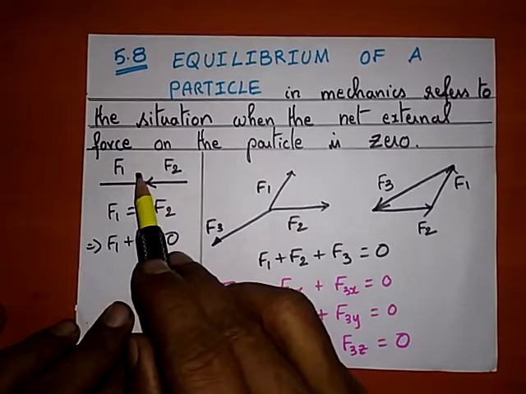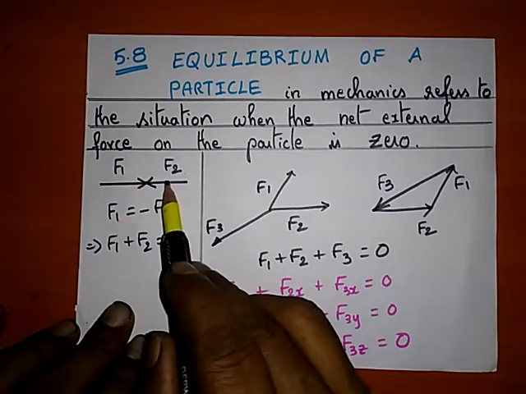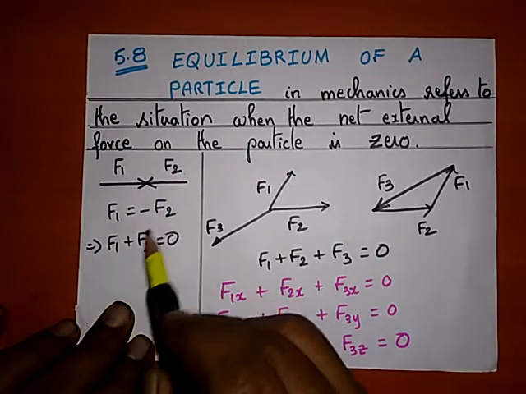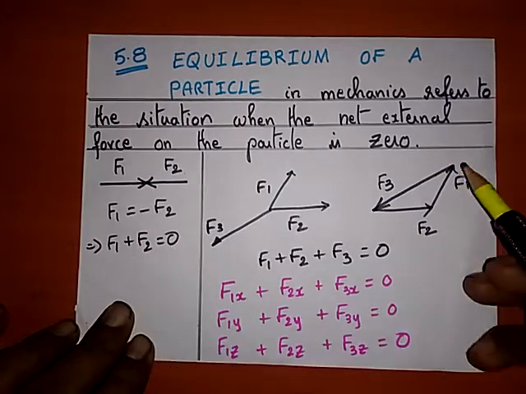By Newton's third law of motion, both are equal and opposite in direction. Therefore F1 is equal to minus F2, so F1 plus F2 equals 0.